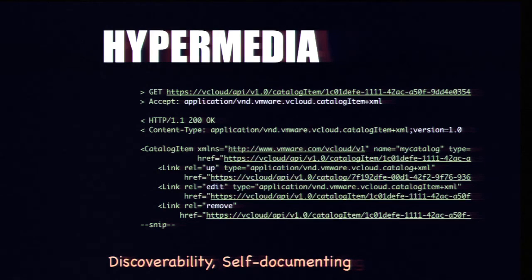So, okay, I can remove it because there's a remove link here, or I can edit it. And there's a mapping between some of these relationships, which are defined in various specs, that you can actually say, okay, what command would I use to remove? So that would be delete. What would be edit? It would be a put.